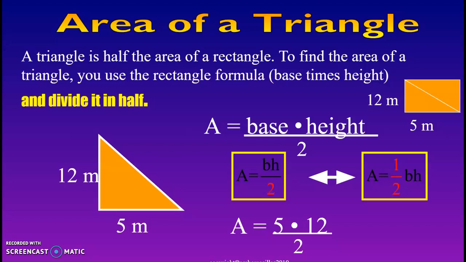Pause the video, write this information down, and come back when you have the answer for the area of this triangle.